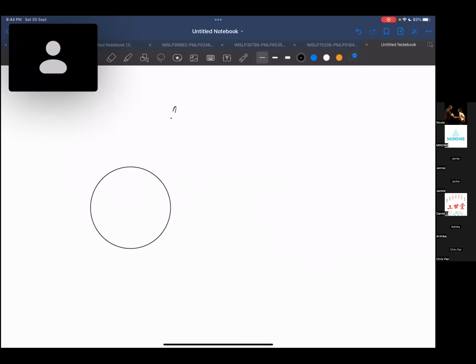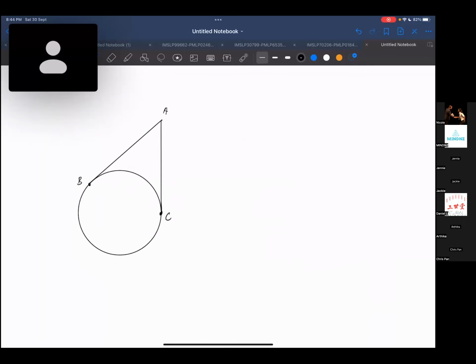Let's suppose we have a point A, and then the tangents B and C are the points of tangent. So we want to prove that AB equals AC. Okay, so how do we do this?